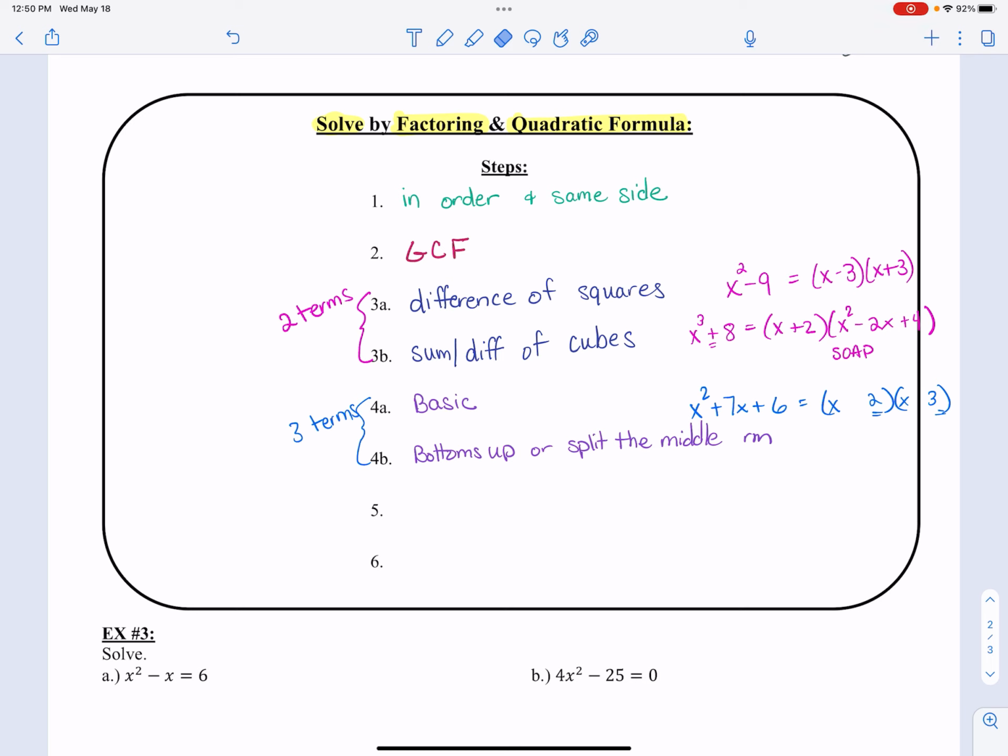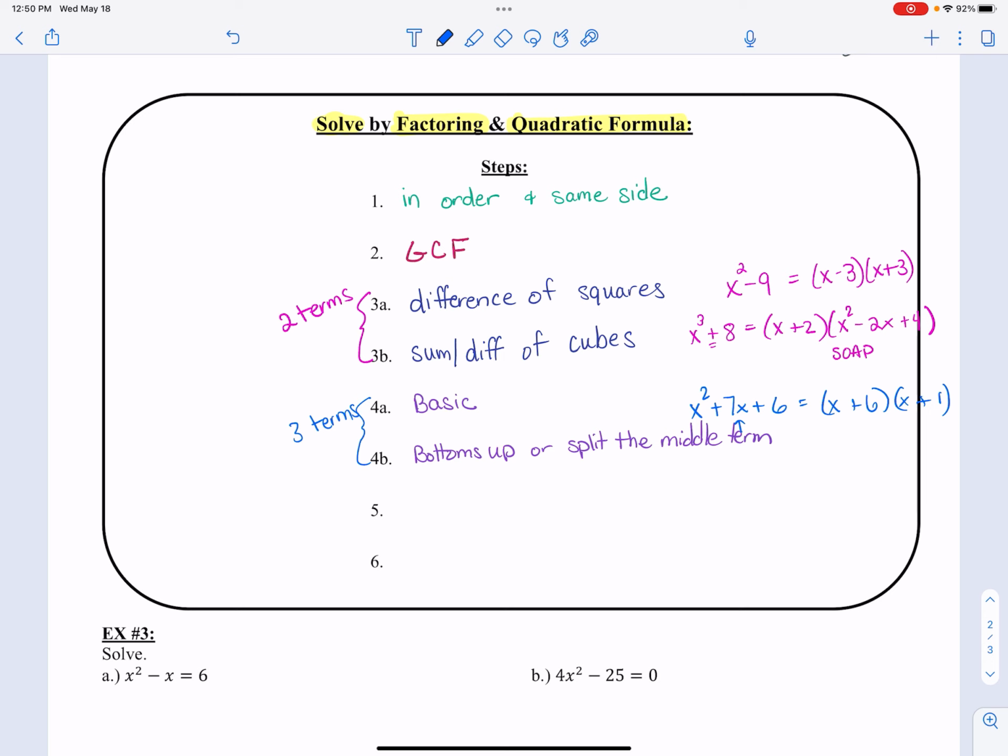So 2 and 3 are actually not going to work. I would have to make that 6 and 1. 6 and 1 will work. And if I want them to be positive, I put plus and plus. So that's your basic factoring. Hopefully you remember that. Or if it's not a basic factoring question, perhaps you have to do bottoms up or split the middle term or guess and check, whichever method that you learned.